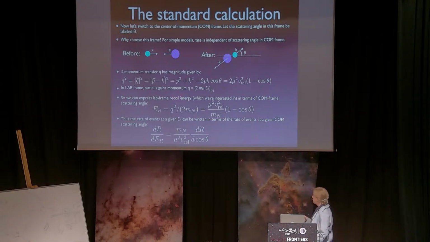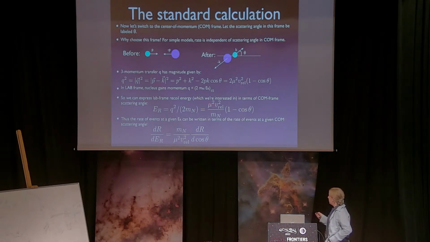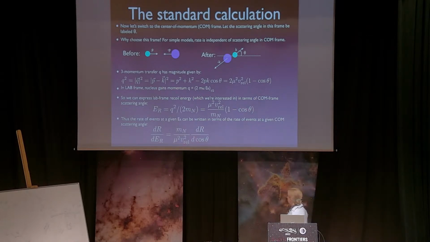So the thing that we're actually going to measure in the lab is typically the recoil energy in the frame of the nucleon. We can express that lab frame recoil energy, which we worked out before, in terms of this momentum transfer. So this was the thing that we calculated earlier. We can write this in terms of Q squared and 2mn.